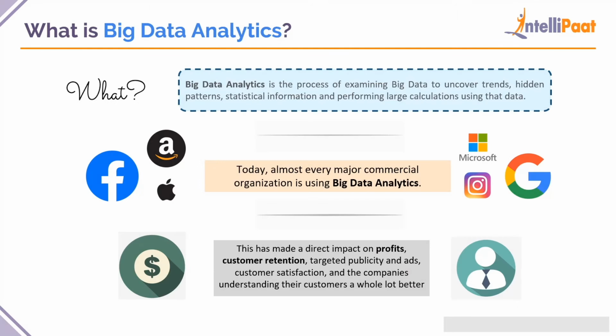Now that we know what big data is, what qualifies as big data, we can move on to big data analytics. Big data analytics is the process of examining big data to uncover trends, hidden patterns, statistical information, and performing large calculations using that data. So basically when we have big data, the methodology which we use to analyze that big data in order to reveal those patterns or statistical information is called big data analytics. And as we can see, we have logos of certain companies here, the top tier companies in the world right now. All of these organizations, all of these sub-organizations as well, use big data analytics in one way or the other. Ever since big data analytics has been implemented in these organizations, these methodologies have made a direct impact on profits, customer retention, targeted publicity and ads. We will discuss that in the next slide.